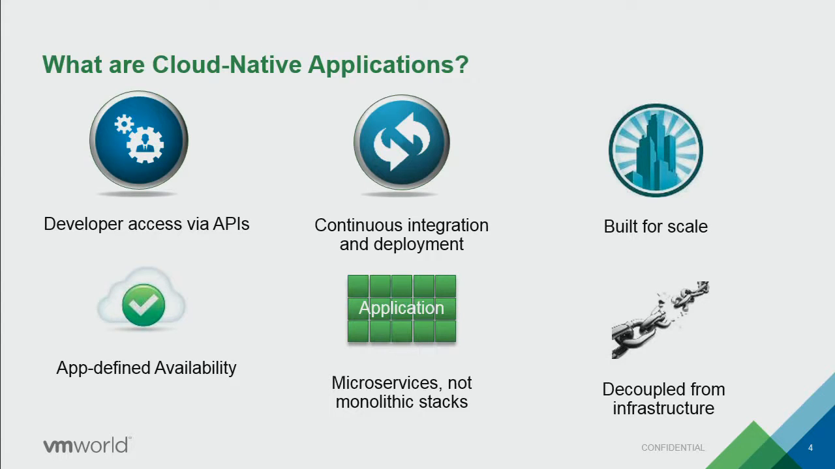And finally, decoupled from infrastructure. Cloud-native means that a developer should be able to run their app anywhere on any cloud. And this is where the promise of containers come in, and I'll talk a little bit more about that. But the idea is, as long as you're sitting upon the correct OS, you shouldn't care whether you're running somewhere in the public cloud or on a private cloud deployment.